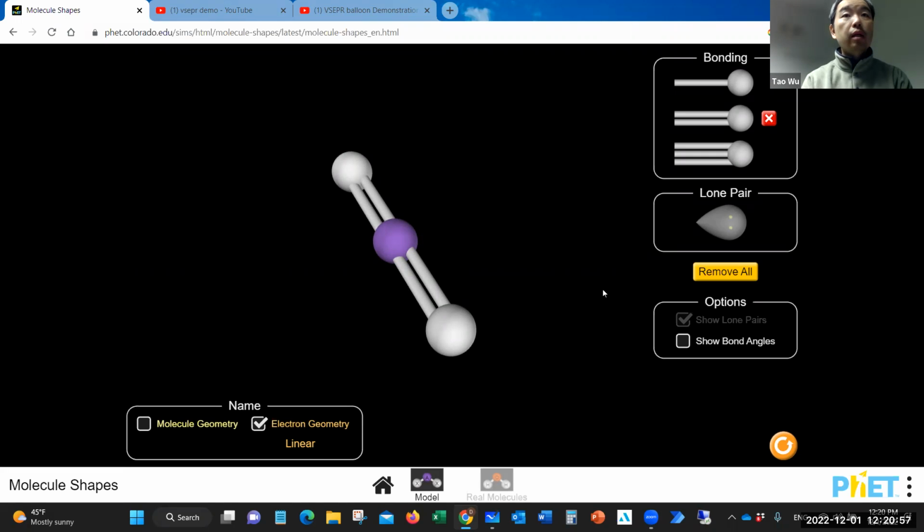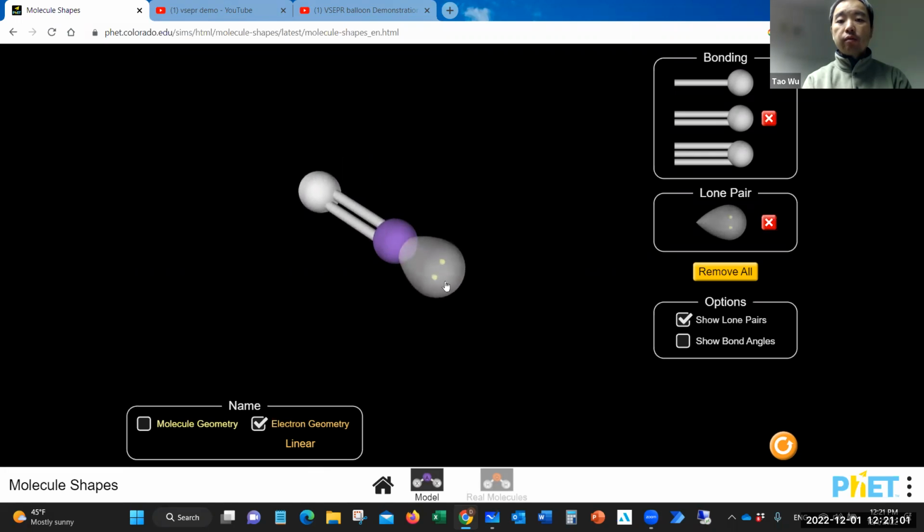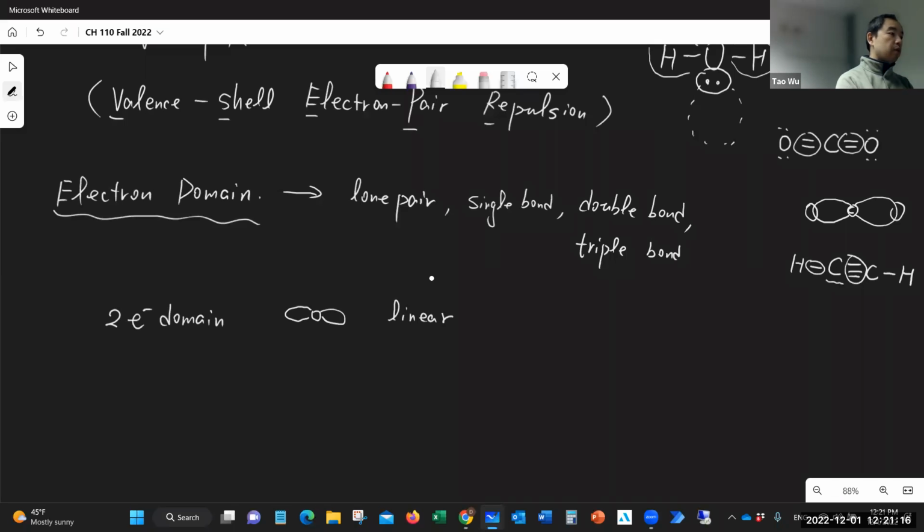That makes sense, right? And here we have 1 lone pair, and on the other side is a double bond. This is still a linear shape. So once you have 2 electron domains, they are going to become a linear shape for the electron domain, okay?